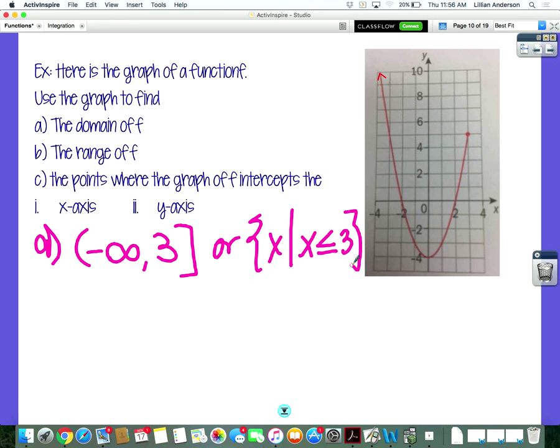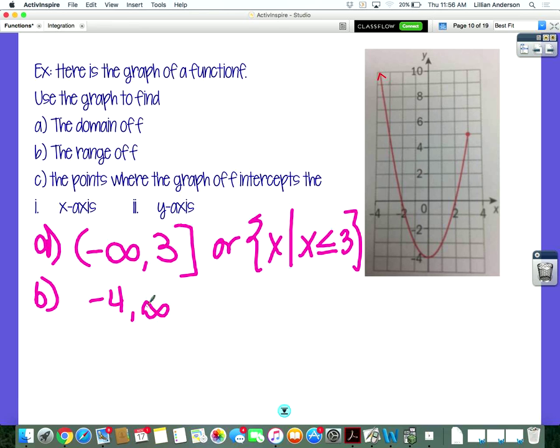Your range is the opposite. Instead of going from left to right, you're going to go from the bottom to the top. What's the lowest that this graph goes? What's the highest that it goes? What's the lowest it goes? Negative 4. What's the highest that it goes? Infinity. You know that. There's an arrow there indicating that.